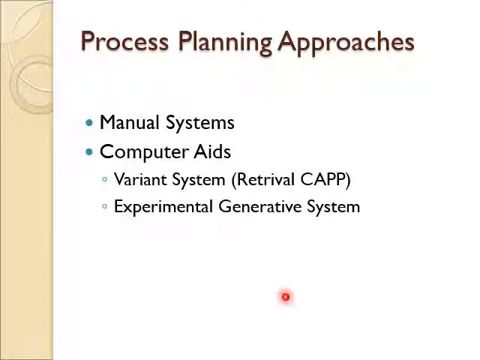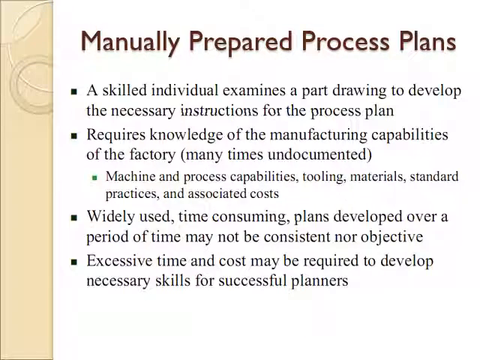There are two methods or approaches for process planning. One is the manual system, the second is computer-aided process planning. In computer-aided, there are two further types: the variant system or retrieval type system, and the generative system. For manual process planning, a skilled individual examines a part drawing to develop the necessary instructions for the process plan.